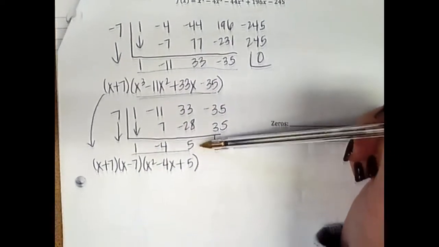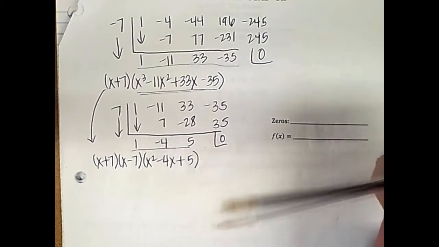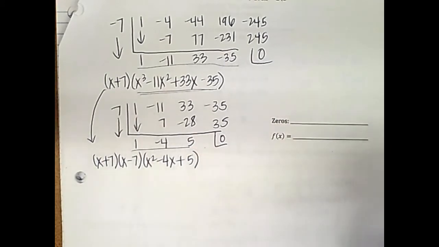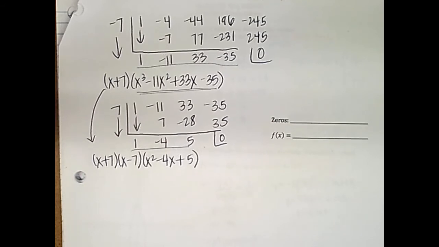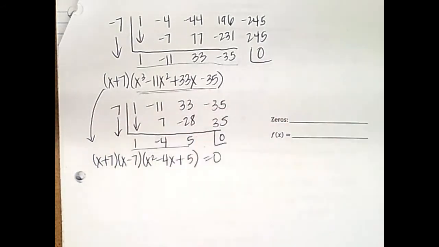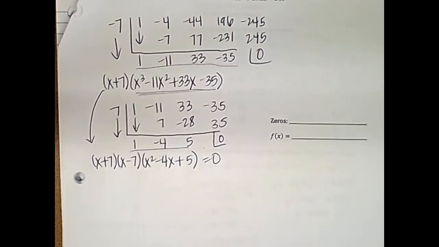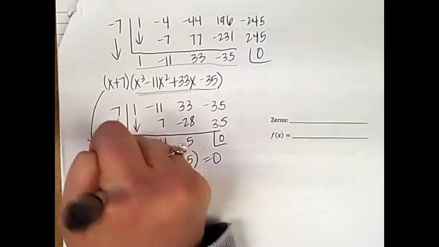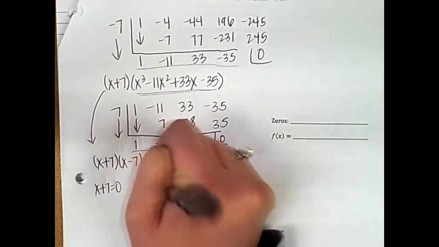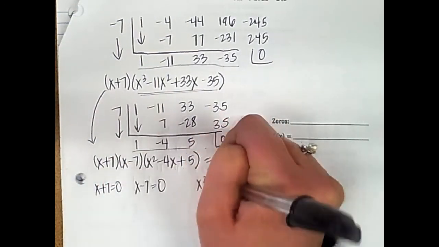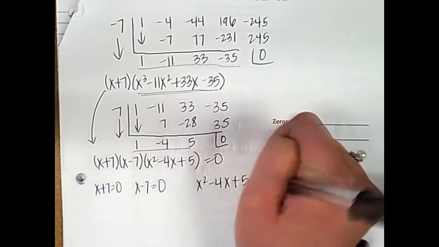So now that I'm left with a quadratic, I'm at the step where I think, okay, I can either factor or I can solve using the quadratic formula. And so, of course, I always try and factor. I think what two numbers multiply together to get me 5 and add up to get negative 4. Unfortunately, there is nothing. So we have to use the quadratic formula, because we're now at a point where we can start solving for our zeros. So x plus 7 equals 0, x minus 7 equals 0, and x squared minus 4x plus 5 equals 0.